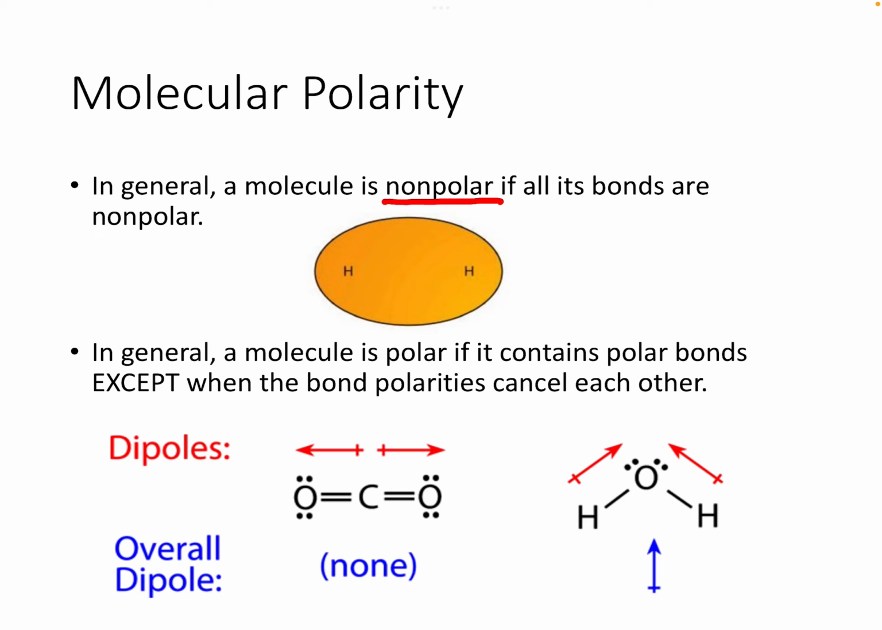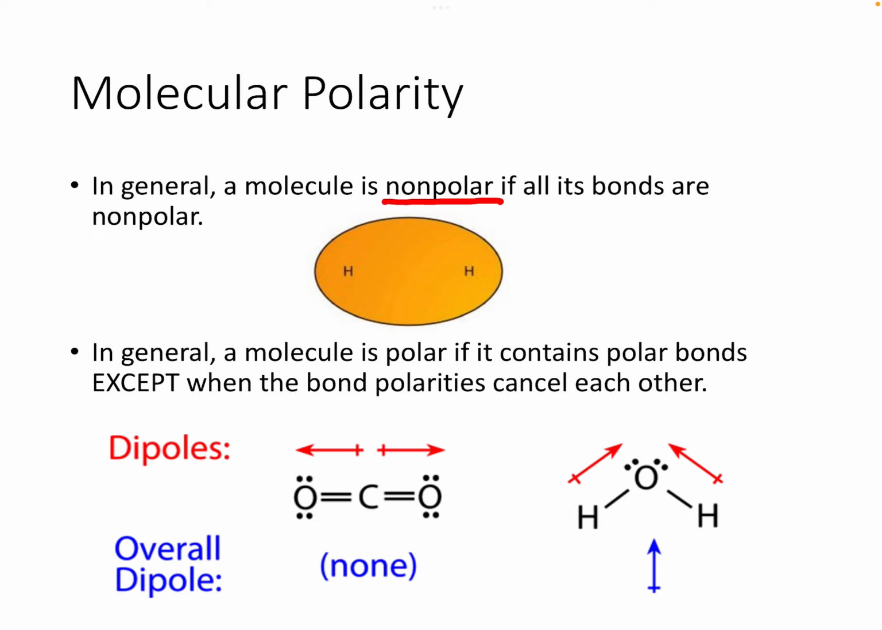So for example, we've seen the H2 molecule previously where we have two hydrogen atoms bonded together and they're sharing electrons. And because we have the same atoms bonded together, they have the same electronegativity values. So the difference in electronegativity is 0, which means the bond is nonpolar, but additionally the molecule as a whole is nonpolar. And that will be true for molecules that have more than two atoms. If all of the bonds are nonpolar, then the molecule is nonpolar.